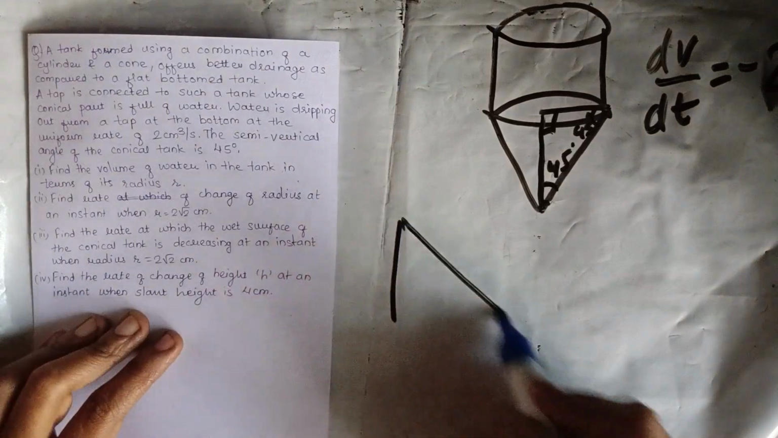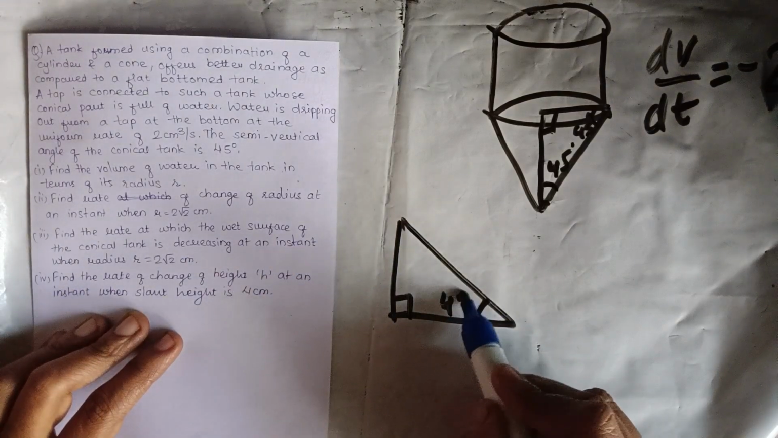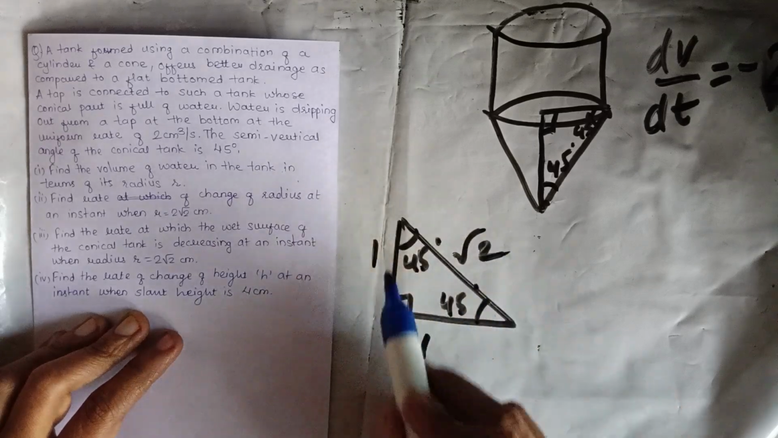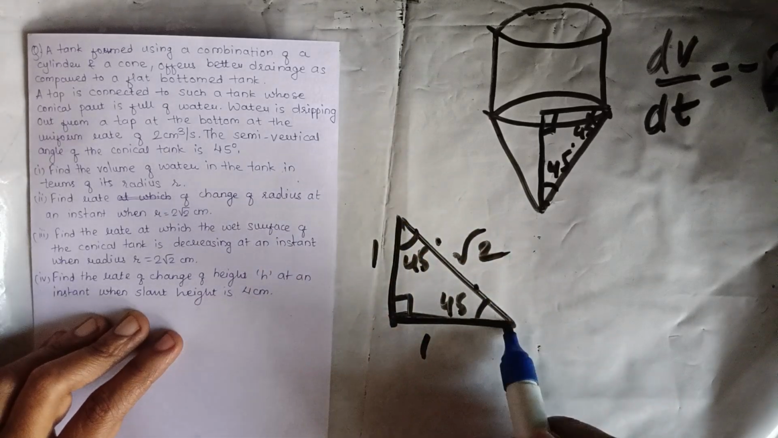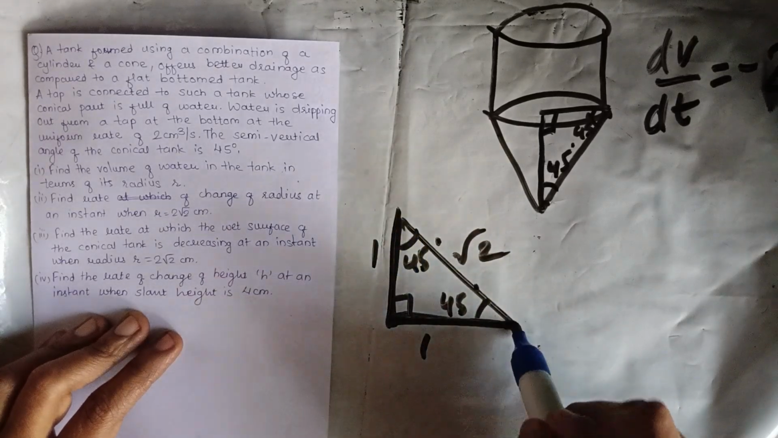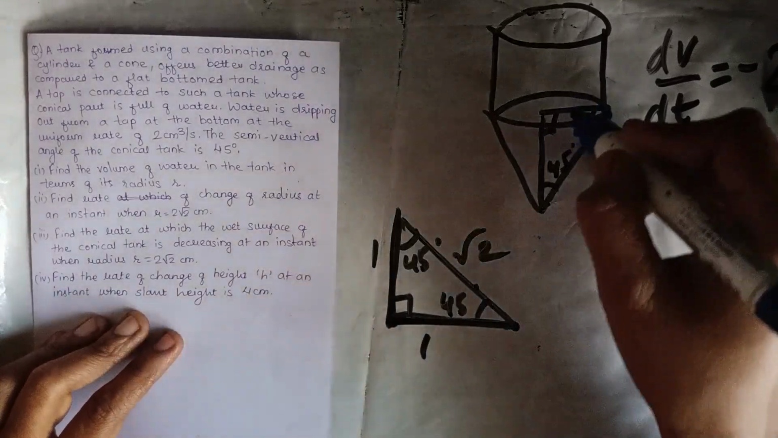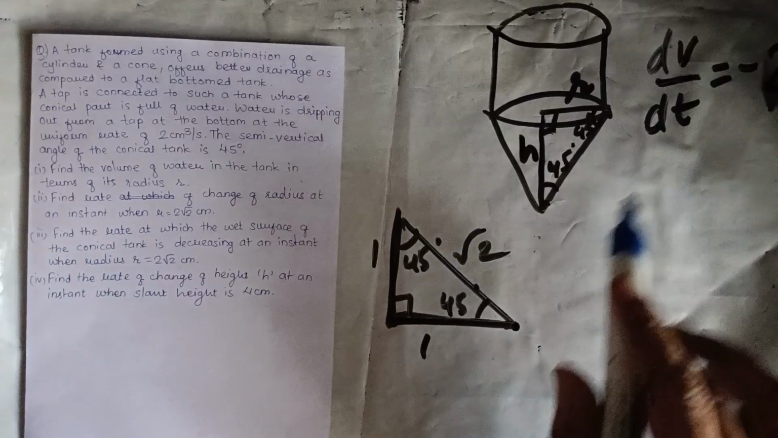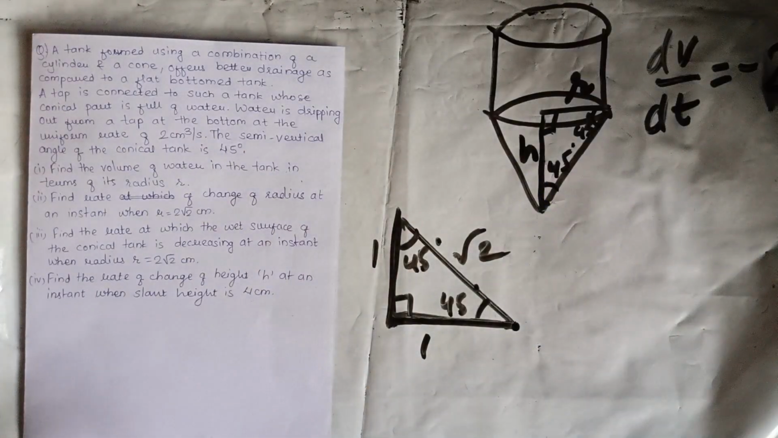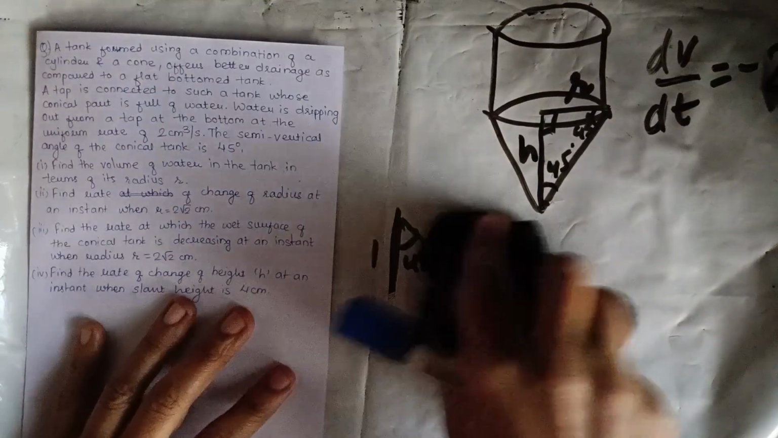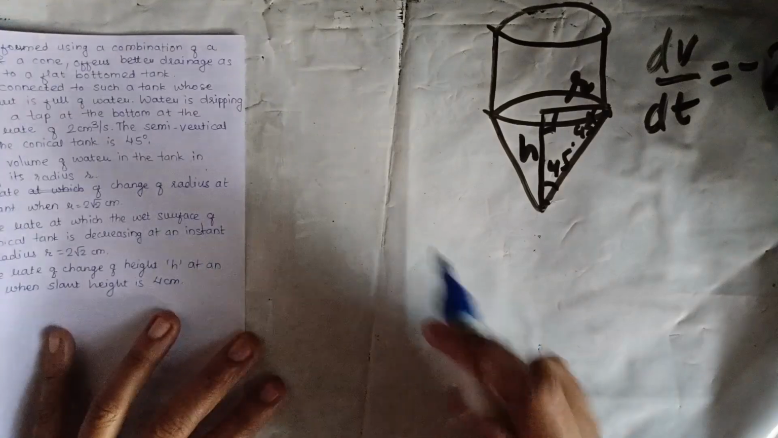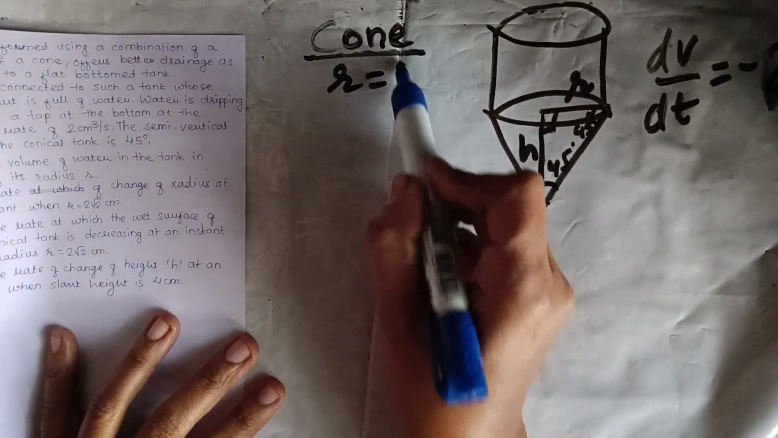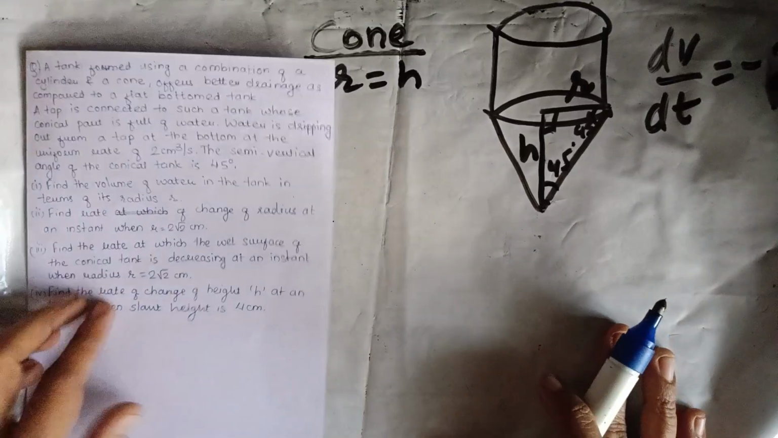And we know that whenever this is 45 and this is 45, we take 1 by root 2. That is, this length is equal to this length. That is, this is an isosceles triangle. Okay, so the radius and the height of the cone are the same. Radius and height are same.